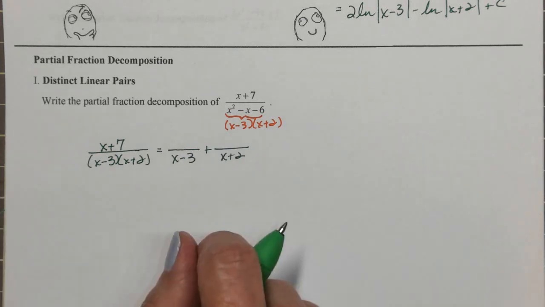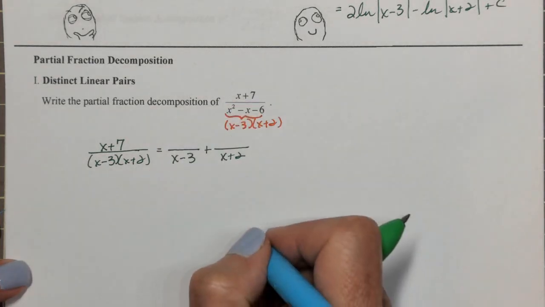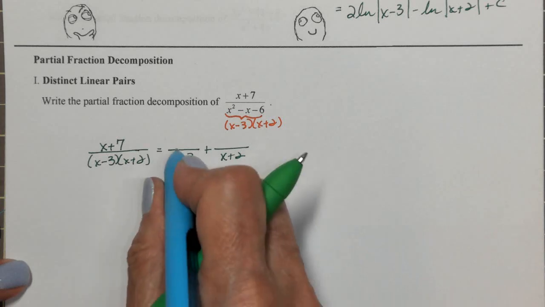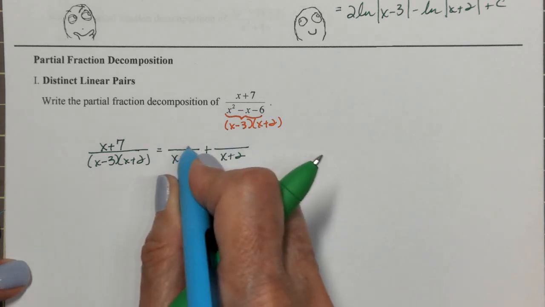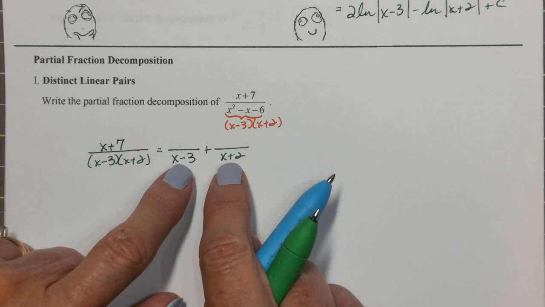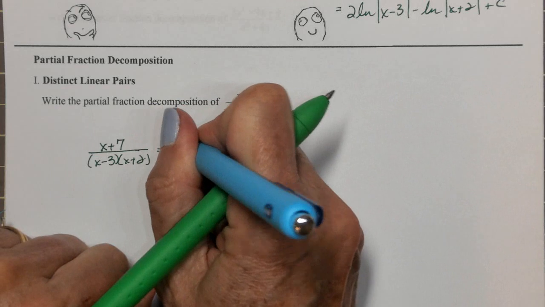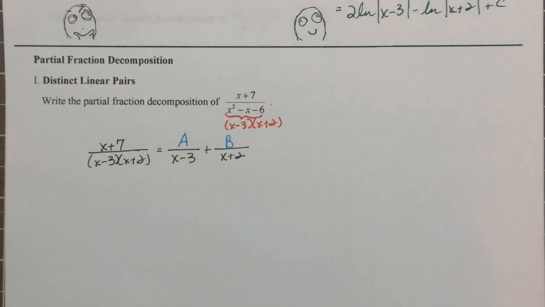Now we do not know what the numerator is. We just do not know. But we do know that it's going to be a number. There won't be x's up here. It's just a number because these are linear. Because these are linear, you will not have x's up here, just numbers. I'm going to call those numbers A and B, and we'll find out what A is and what B is.